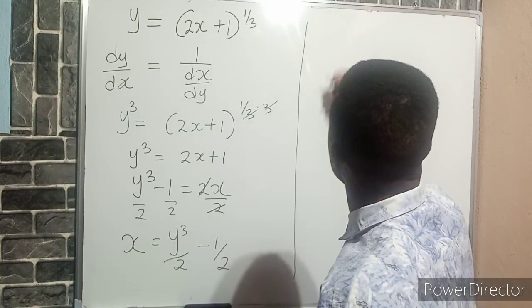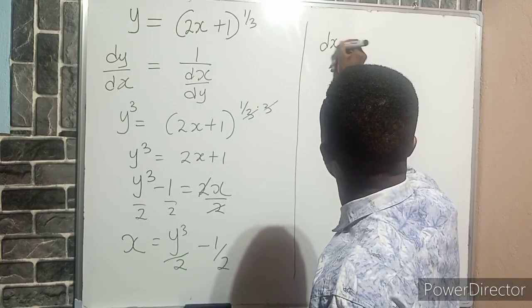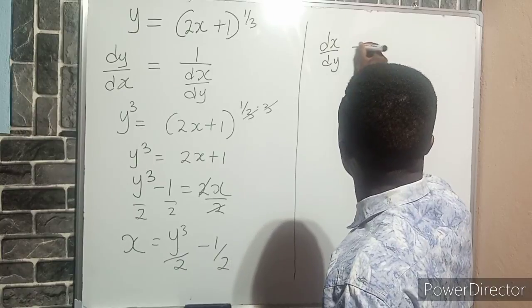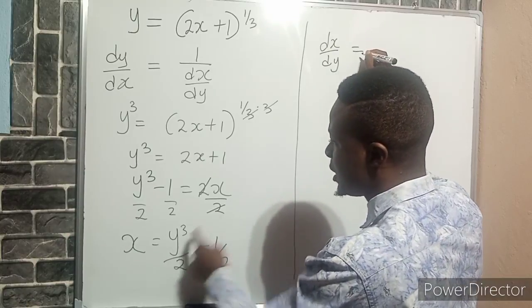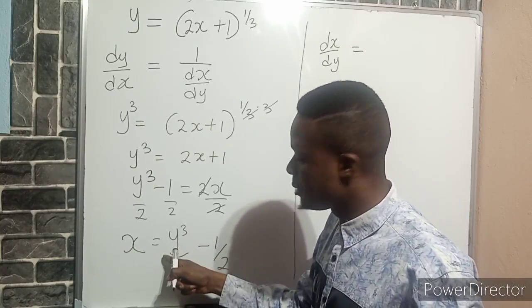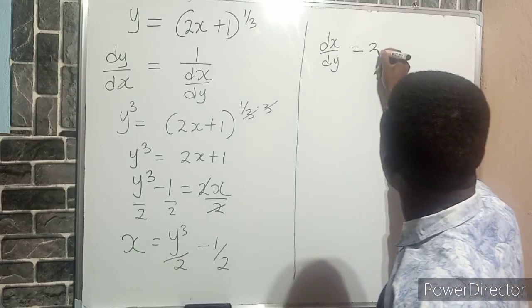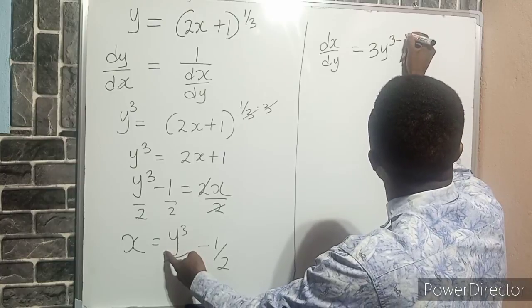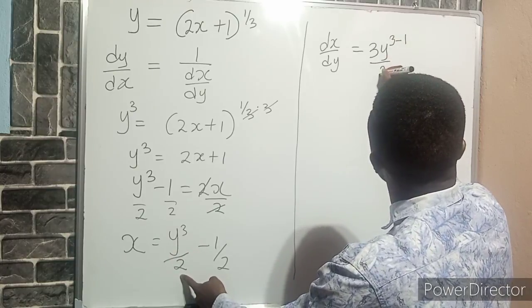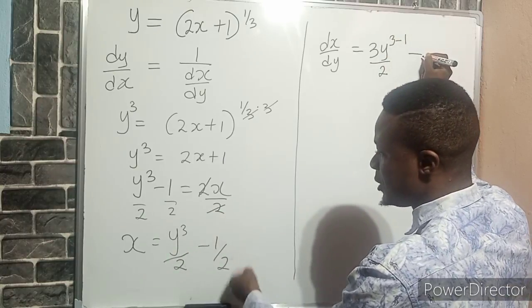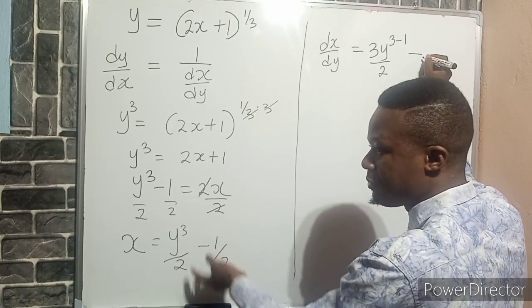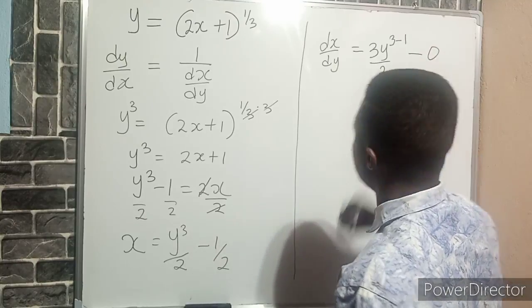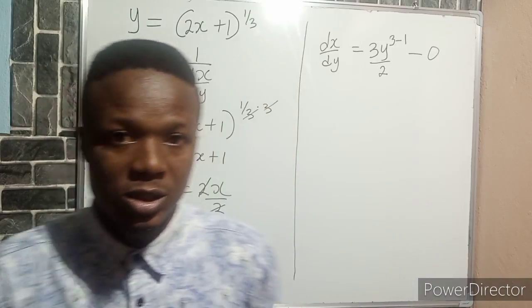So taking that, you shall have that dx all over dy will now be, if I differentiate y cubed, remember the power will come down. So we shall have 3y, power has come down, the same power, take away 1, all over 2. Any constant you differentiate, no matter what it is, be it a decimal or fraction or whole number, the answer is always 0 when you differentiate a constant.